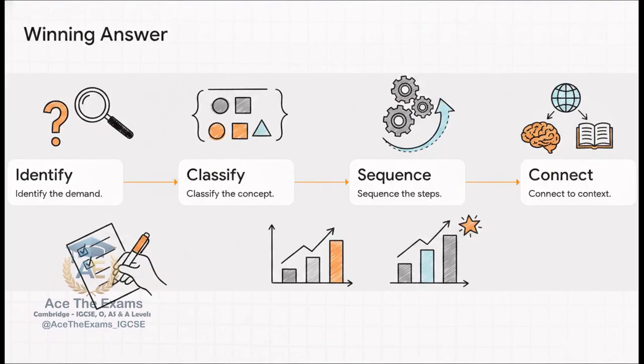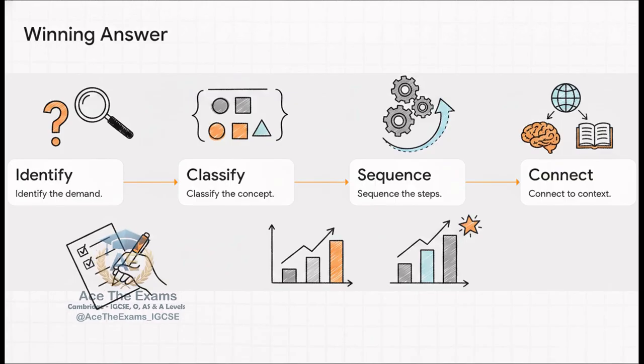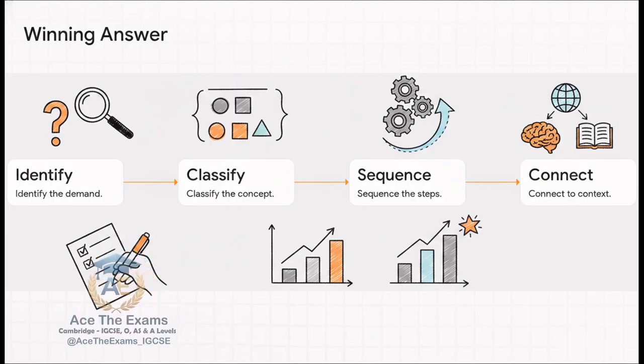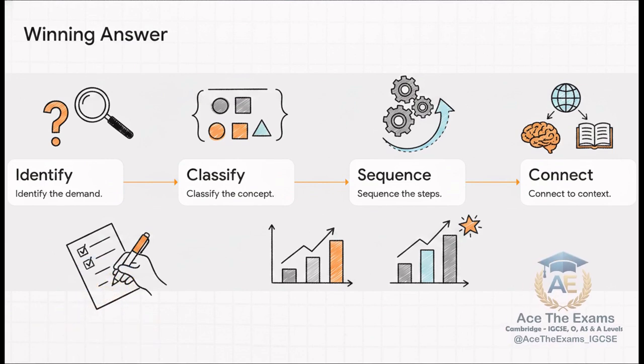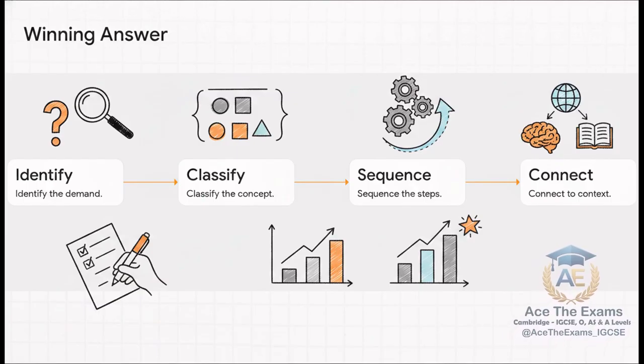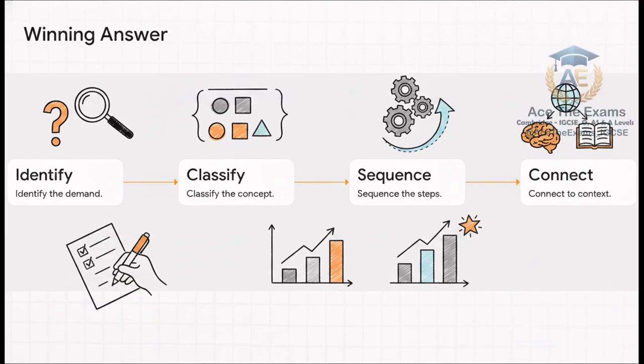If you want the absolute maximum score here, you have to prioritize the sequence of mechanisms using a proper winning answer framework. Step 1, identify the question-specific demand. Step 2, classify the key computer science concept. Step 3, sequence the steps of the process logically. And step 4, connect it right back to the context provided in the question. Following this exact order guarantees your answers are going to be crystal clear.